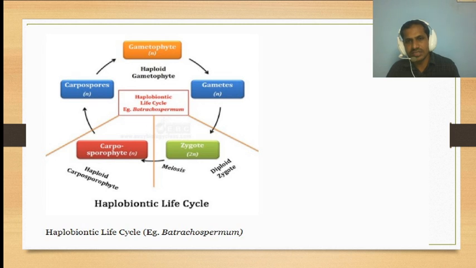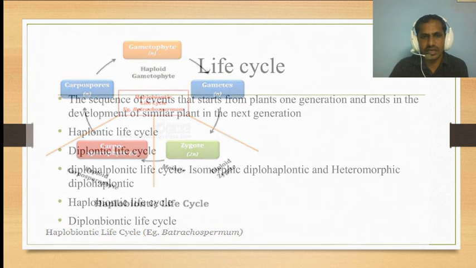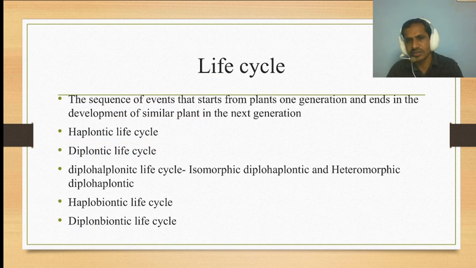It is a sequential process in which an organism moves from one generation to another generation, which is also called a life cycle. The life cycles are haplontic, diplontic, haplodiplontic, which may be isomorphic and heteromorphic, and haplobiontic and diplobiontic life cycles, which occur in organisms. So thank you so much friends for watching this video.